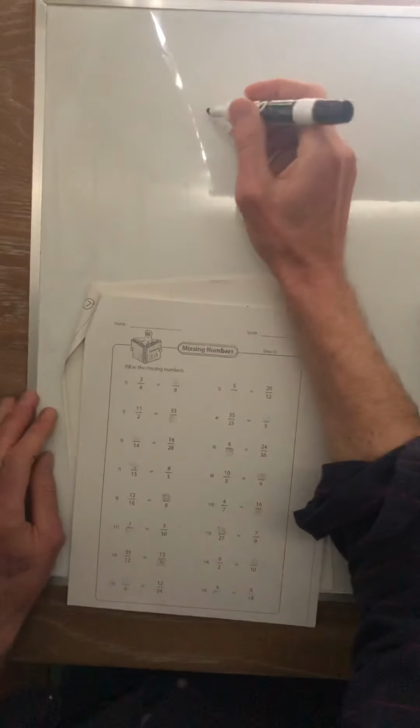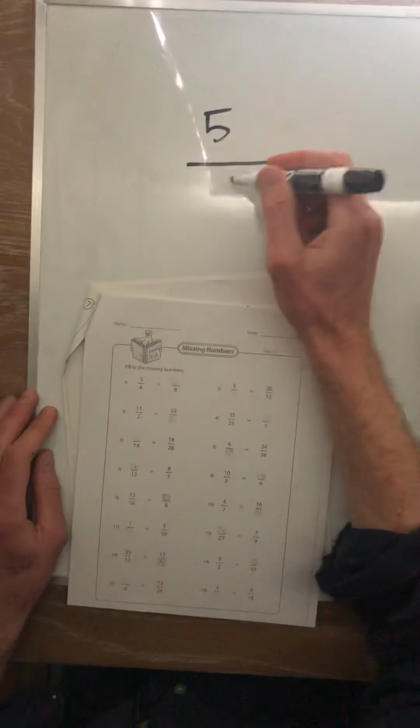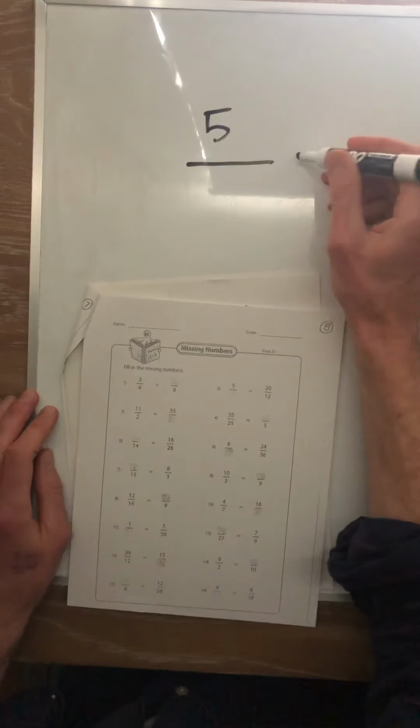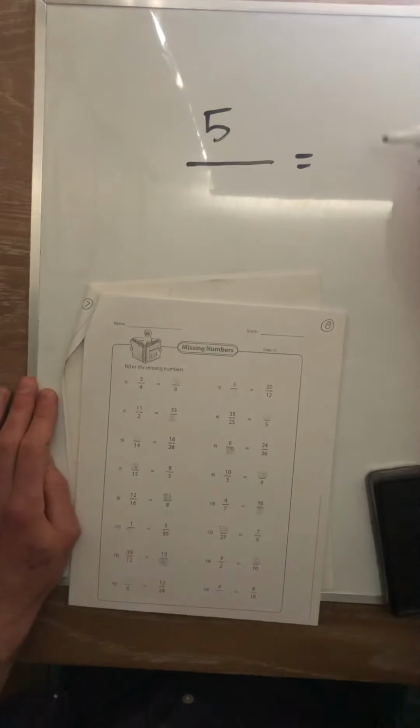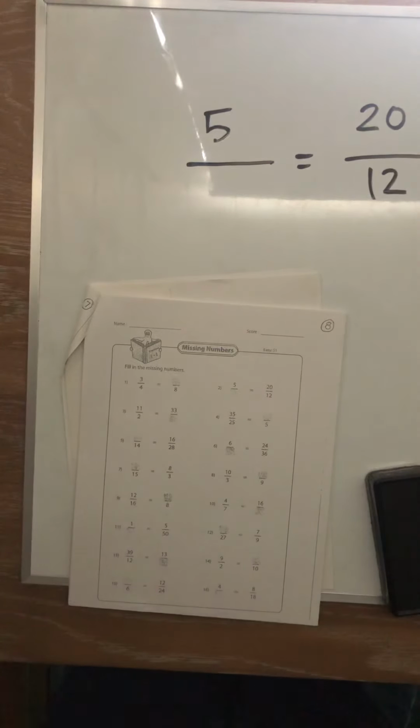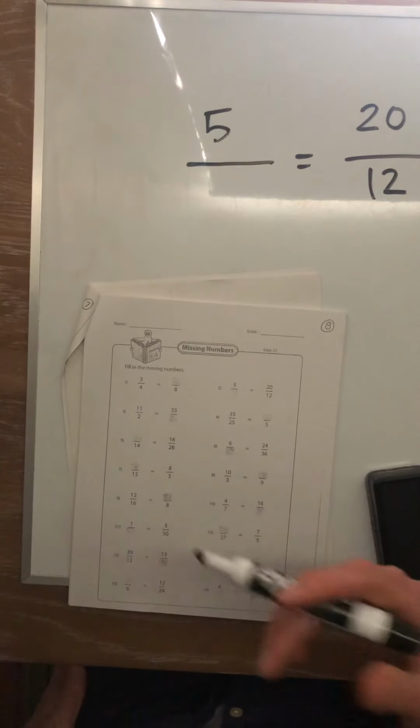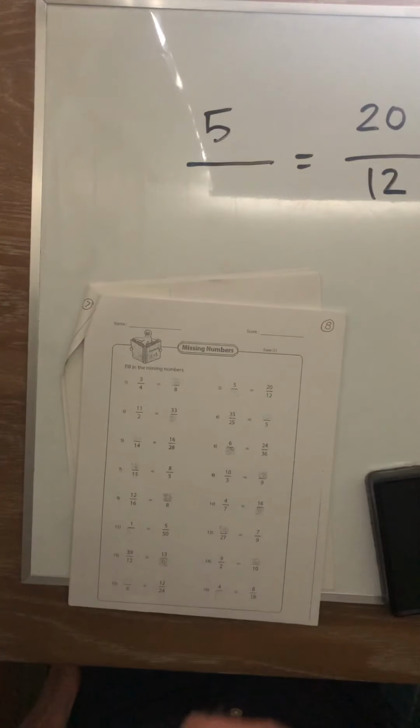Let's try the next one. So this time they give you the numerator, but you have a mystery denominator. So 5 blank equals 20/12. And these are called improper fractions when the bigger number is on top. It's kind of funny, but it can happen sometimes. What that means is you have a whole and more stuff. But we don't need to think about that right now.